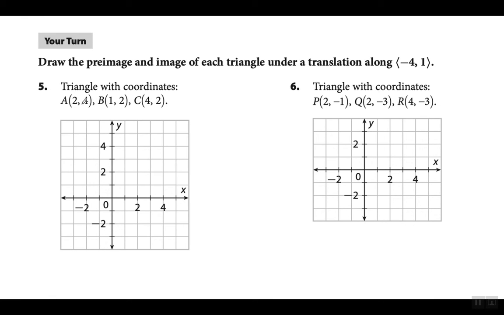Actually, before I start, let me just draw the pre-image in. A is at 2 comma 4. B is at 1 comma 2. And C is at 4, comma 2.